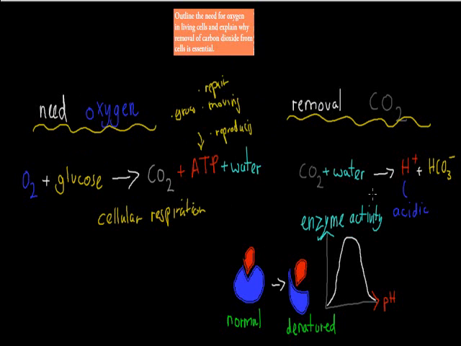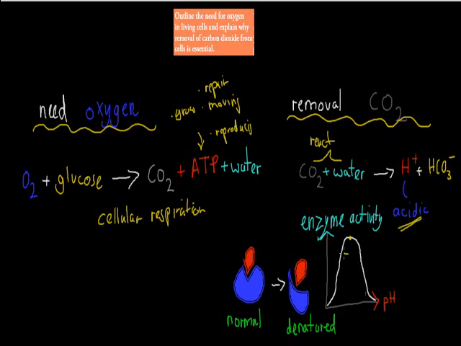Also, we need to remove CO2, we need to remove carbon dioxide. The reason why, if you remember, is that if carbon dioxide reacts with water, and that water can be either in cells or in the plasma itself, we produce hydrogen ions, and what they do is make our blood or our cells more acidic. And remember that optimum pH, so that was right here.